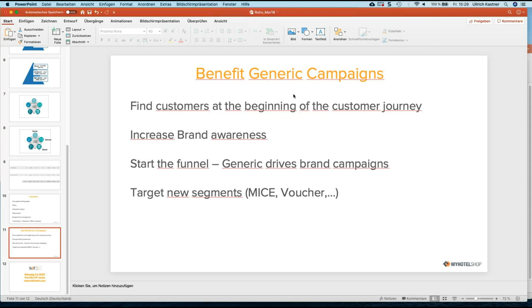And last but not least, a big benefit is that you can also target new segments. We have a lot of hotels that now started to do advertising on MICE, so meeting incentive, or they want to do advertising around vouchers because they want to sell vouchers for Valentine's Day, or some even want to target special segments like bicycle drivers or motorcycle drivers, or you name it. There are so many segments in the hotel industry that you can target.